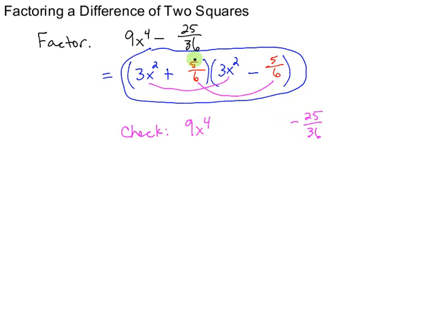Here I get a positive 15/6 x squared, and out here I get a negative 15/6 x squared, and in fact those cancel as we should expect, and so we do end up getting what we wanted, 9x to the fourth minus 25/36. So see, that middle term cancels out if you multiply conjugates, and we needed it to because the original polynomial did not have a middle term. There were only two of them.